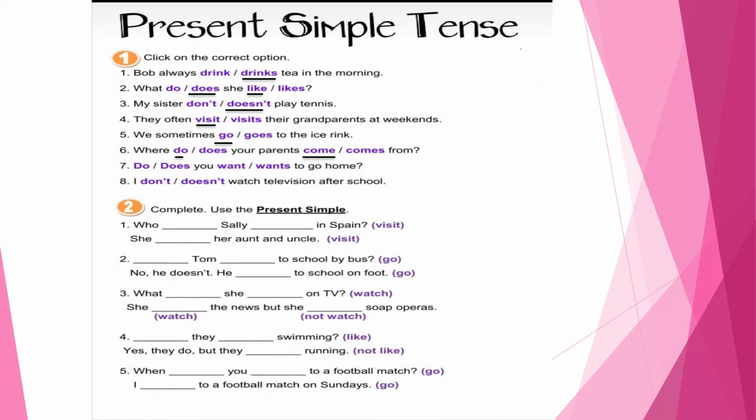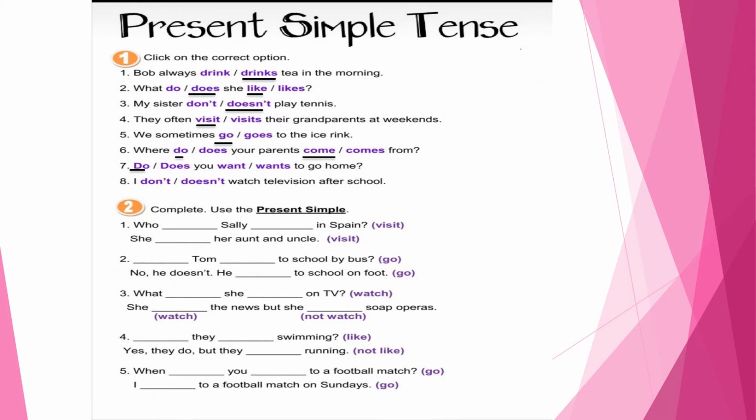Number seven, do or does you want or wants to go home? You have you, the pronoun you, okay? So you have to choose do. Do you want or wants to go home? Of course, after do or does, your verb must be an infinitive without any additions, so you will use want. Do you want to go home?